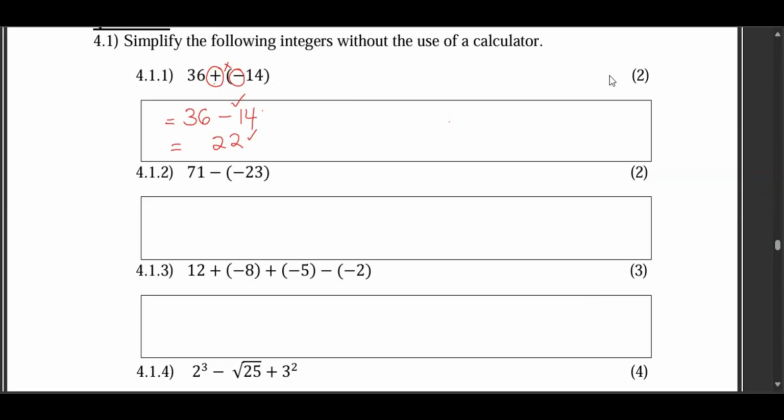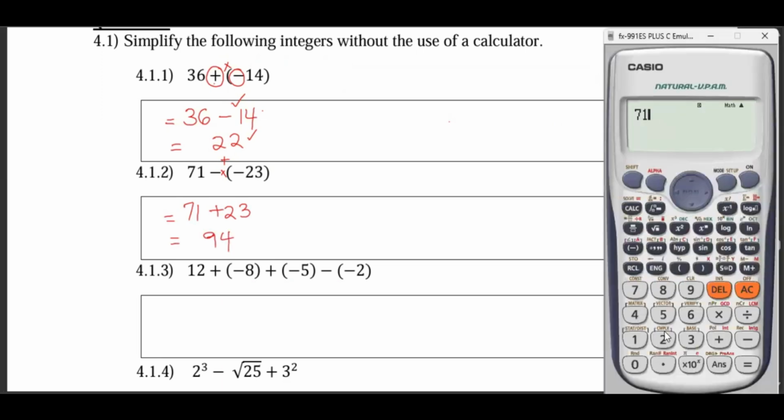771 minus. So these are multiplying, which will cause what? It will cause an addition. So it becomes 71 plus 23, which became 94. Don't hesitate. Use a calculator to confirm. Answers only, we might not give you any mark.